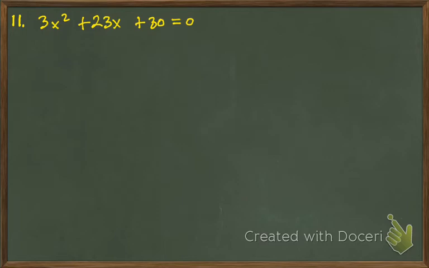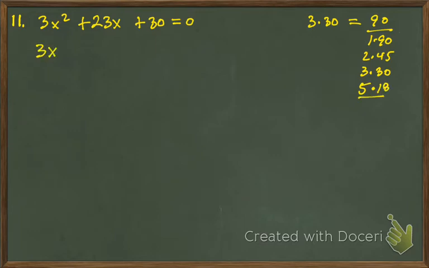So here we're going to look at 3x squared plus 23x plus 30 equals 0. We can certainly do the quadratic formula, but if I can get away with factoring, I'm going to go ahead and factor it. So we're going to do the AC method. 3 times 30 is going to be 90, and I'm going to go through the list of my factors of 90. So I just start dividing by 1, and then 2, and then 3. 4 won't work, but 5 does. And actually that's my winning pair, 5 and 18.